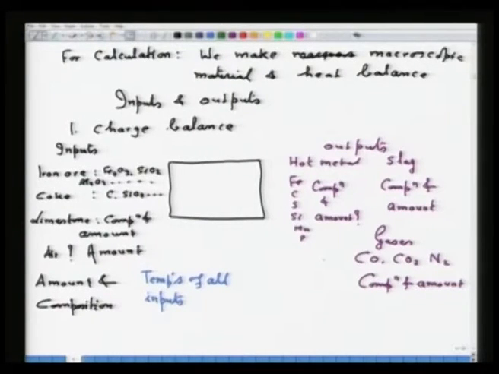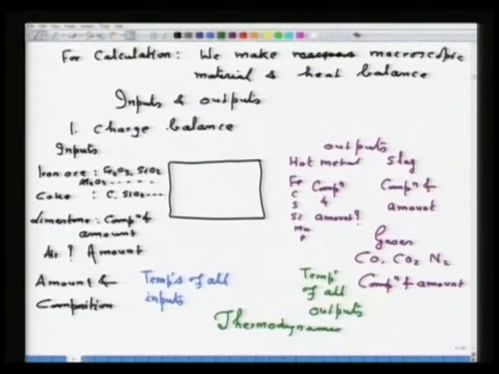Then on the output side, we should also know the temperature of all outputs, it must be known. In addition, you should also know some of the thermodynamic data, say heat of reaction, Cp value and so on, whatever is needed. So, this is in short the charge balance. When we say charge balance, that is what is meant by charge balance.